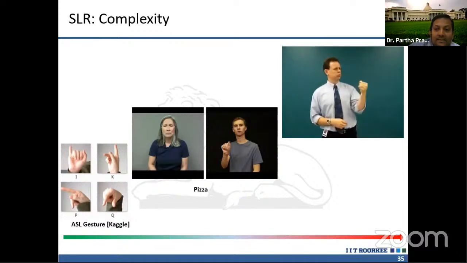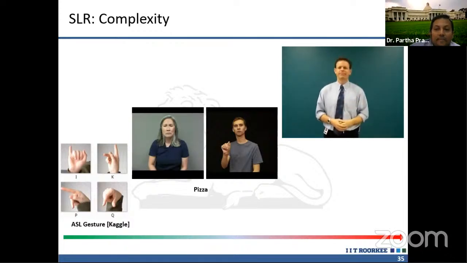So can a machine translate this full gesture video to an English translation, so that common people can understand? Right now we have several data sets available, but we do not have any software which could translate those kinds of full videos to those textual descriptions.